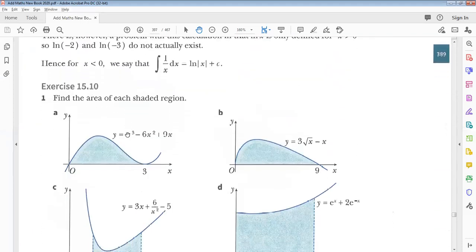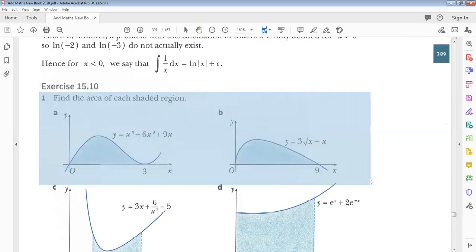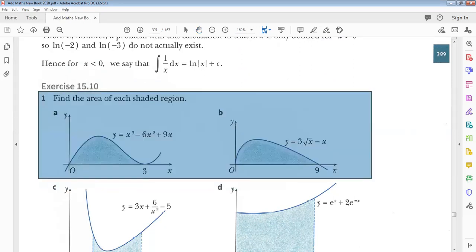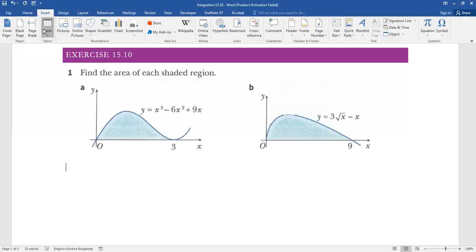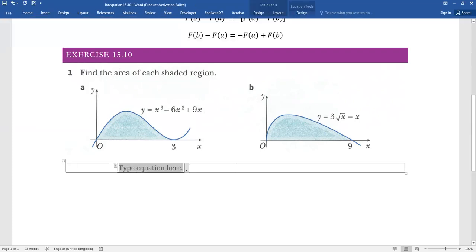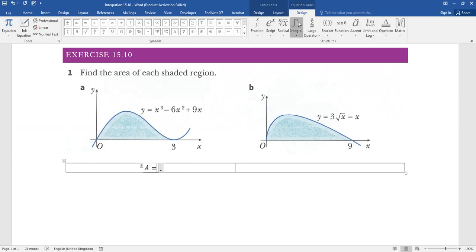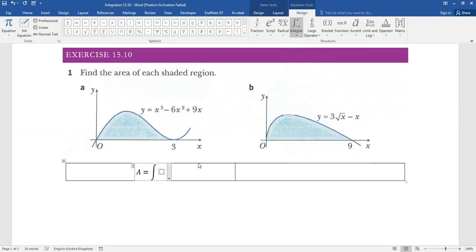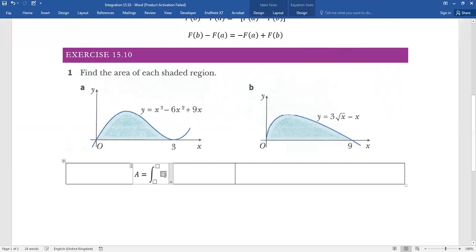Yes, it's clear. Now let's try to attempt a few questions from the exercise. We'll start with the basics. Okay, now this one. If I were to find the area, how will I find it? Once I integrate the curve, this is how we find the area. I'll just write it once, and we'll not always have to write it, but we need to understand it. I'll integrate y with respect to x and apply the limits 3 and 0 in this case.